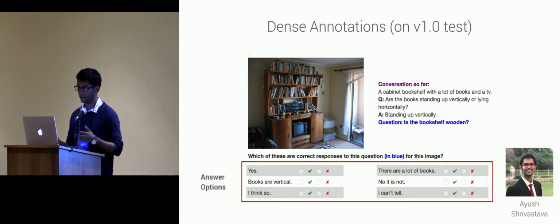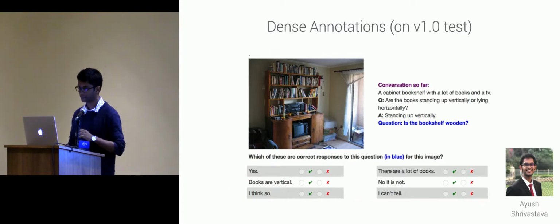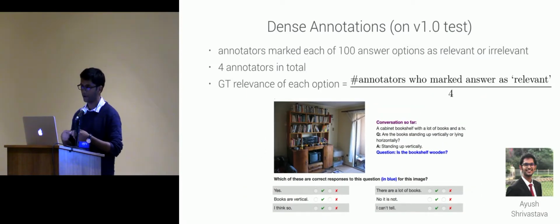and 100 candidate answer options for that follow-up question. These annotators mark each of these 100 answer options as relevant or irrelevant, and we collect 4 annotations for each question in the Visual Dialog test set. The ground truth relevance for each candidate answer option is given as the number of annotators who marked that answer as relevant divided by 4, which is the total number of annotators that we got these relevancy annotations from.